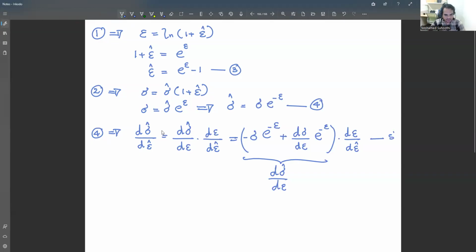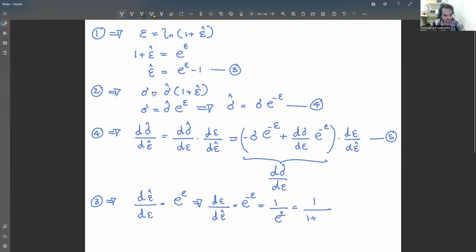Now I'll take this as equation number 5. From equation number 3, I can calculate d epsilon over df. So therefore d epsilon over this one, so this will be an interchange. That means e to the minus epsilon. What is e to the minus epsilon? From here, e to the minus epsilon is 1 over e to the epsilon, that means 1 over 1 plus this one. I'll take this as equation number 6.